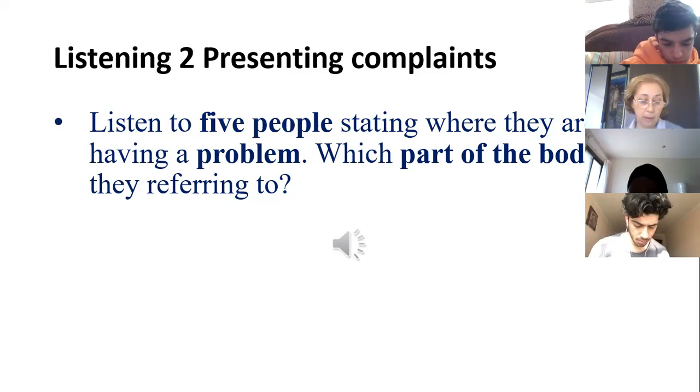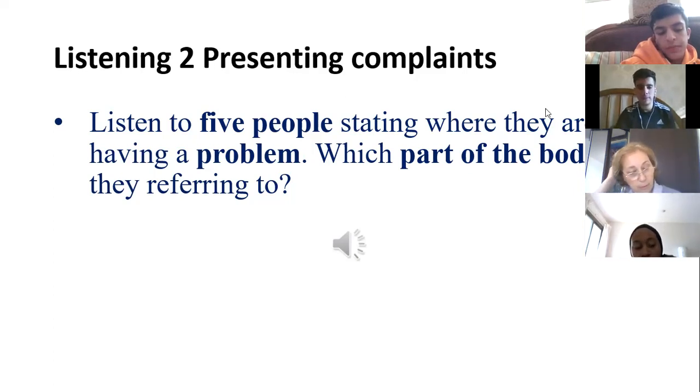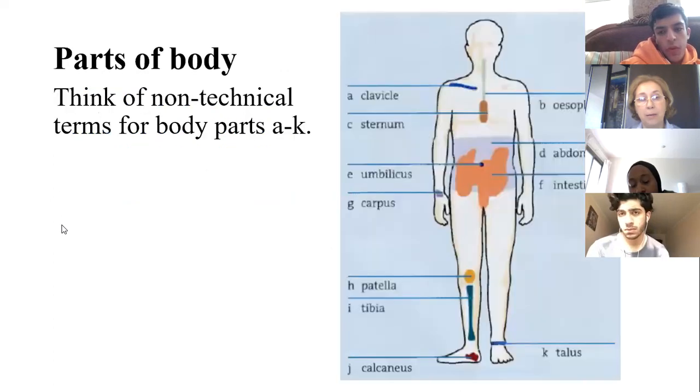Well, what were the 5 parts of the body? Belly button, heel, wrist, ankle, and tummy. Good. Well, let us move to the next slide.